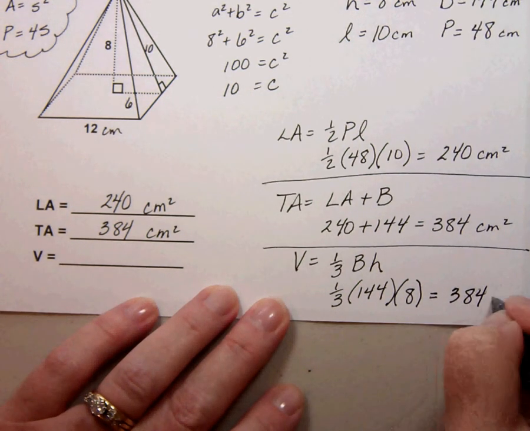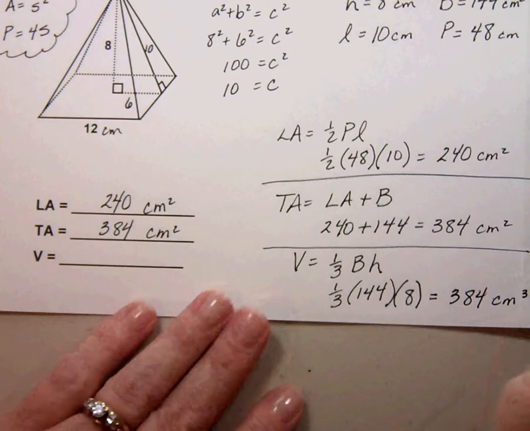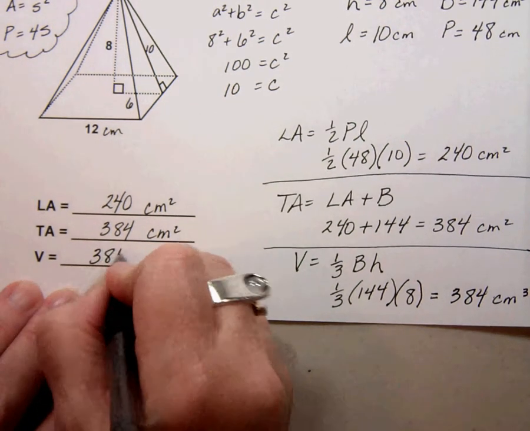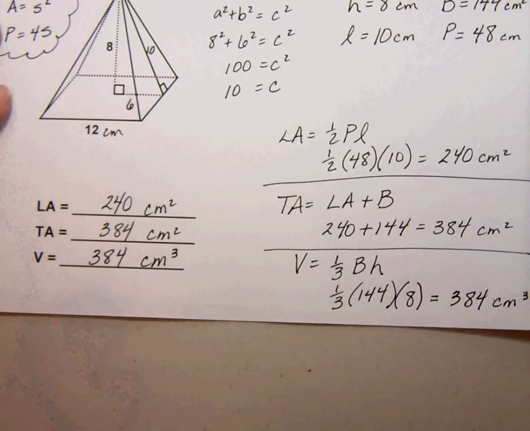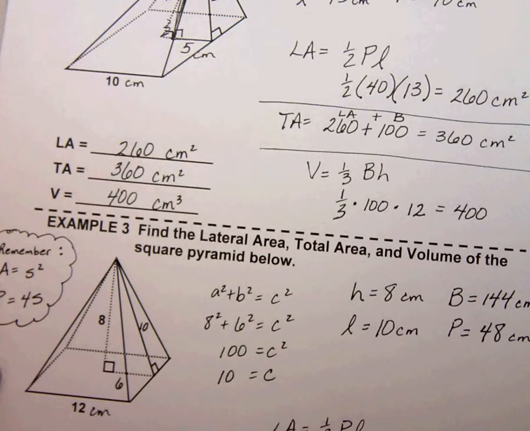That's 384. Sometimes it happens that you get the same answer, but not always. Don't just assume that they're going to be the same, because they don't always end up that way. If you look at our example up here, that wasn't the same.